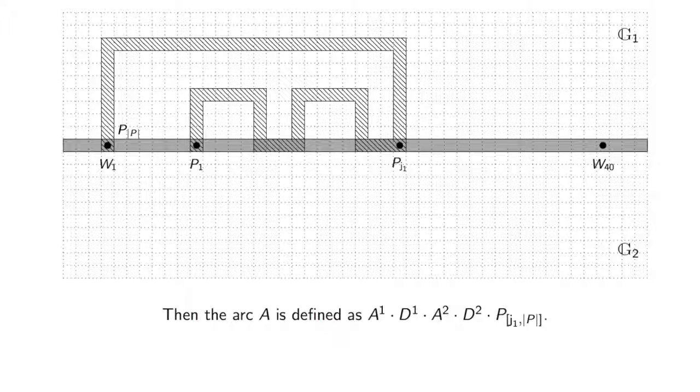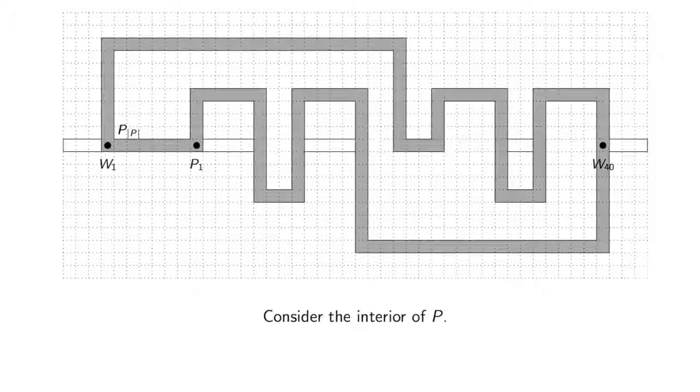This arc A is basic. Its first position is the first position of P. Its last position is the last position of P and it contains the position Pj1. Thus it is not elementary. We now have to prove that this arc is a subgraph of the interior of P.